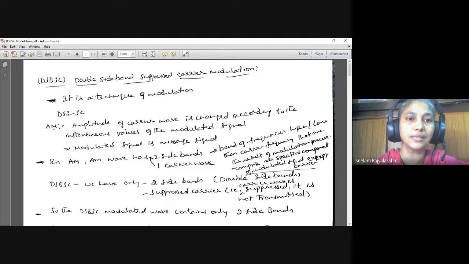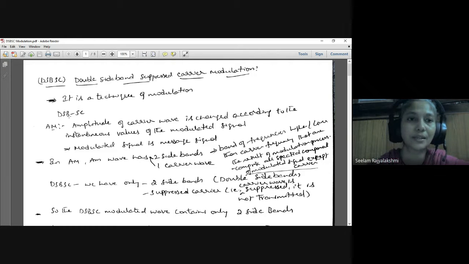In this modulation, it allows only the double sidebands, but it suppresses the carrier. That means it does not transmit the carrier wave. So that is nothing but DSBSC. It is a technique of modulation which allows the double sidebands and does not allow the carrier wave. So let us see the amplitude modulation.